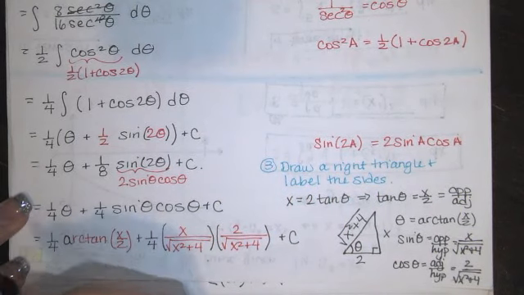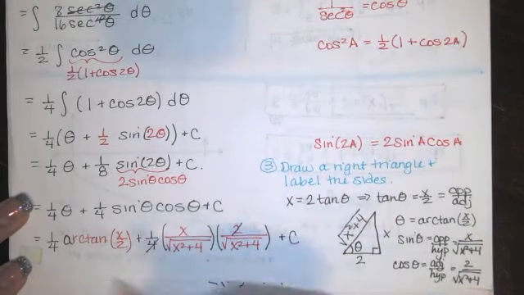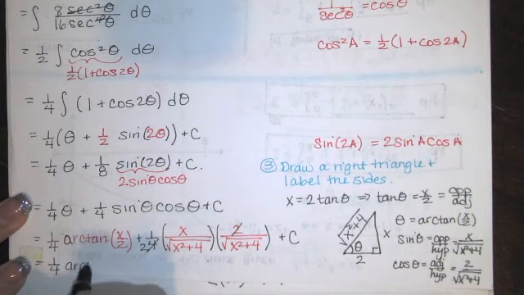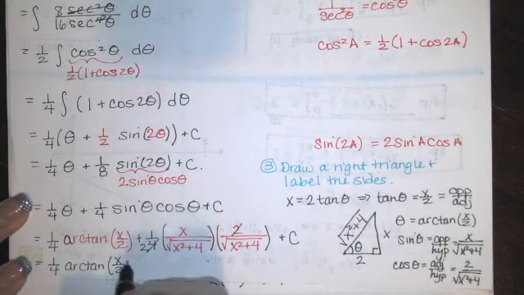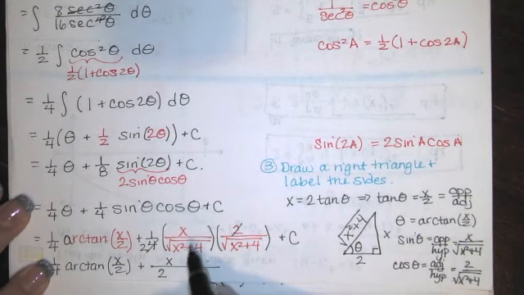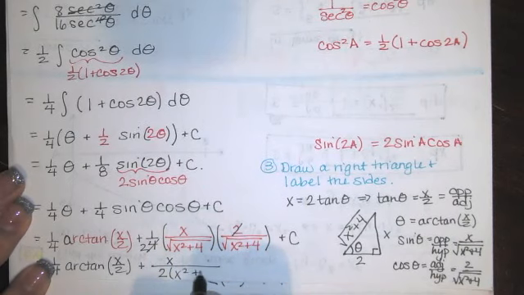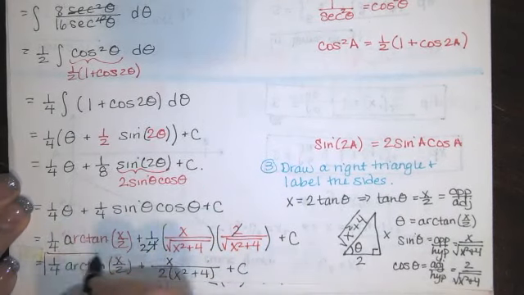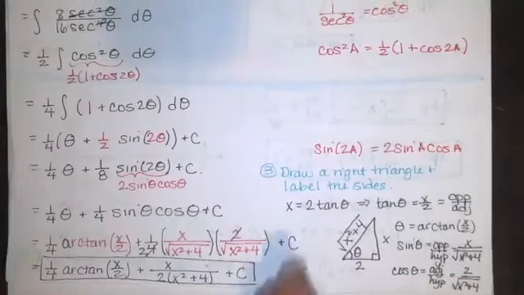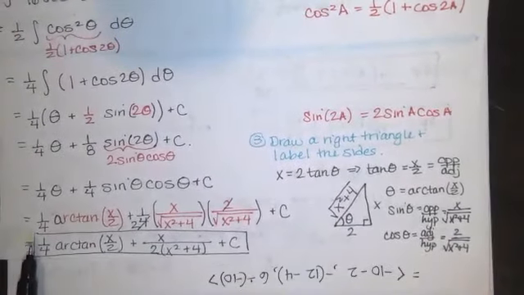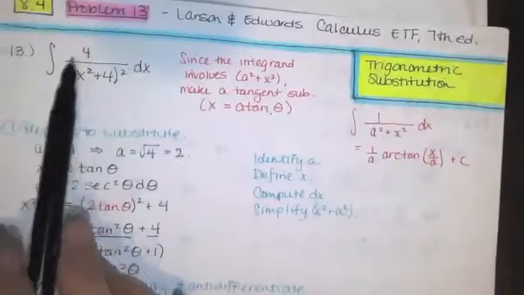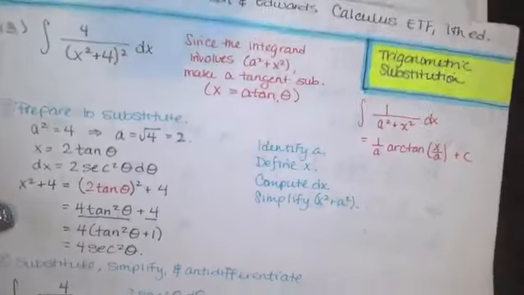So from here, we simplify. 2 goes into 4 twice. And we end up with 1/4 of the arctangent of x over 2 plus x over 2 times this. And that square root multiplied by itself is going to give us an x squared plus 4 there, the expression under the radical. Now we could differentiate from here and take the derivative of this and eventually show that the derivative of this simplifies to that integrand. I'm not going to do that in this video, but we could if we wanted to.